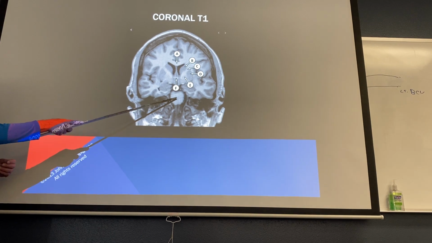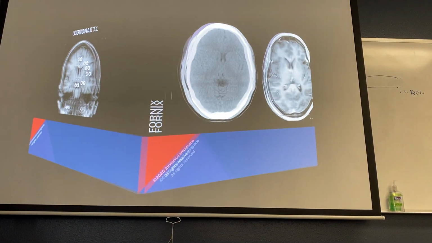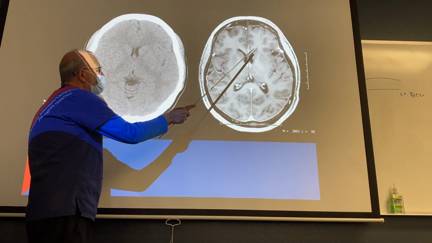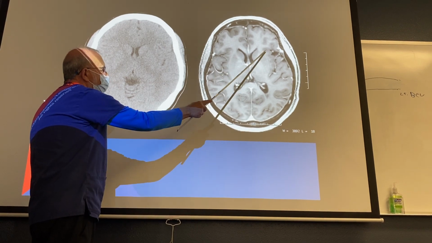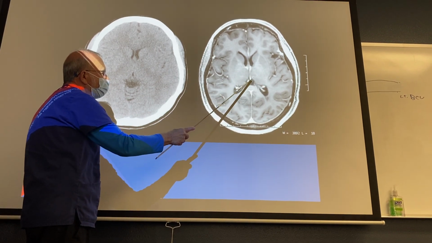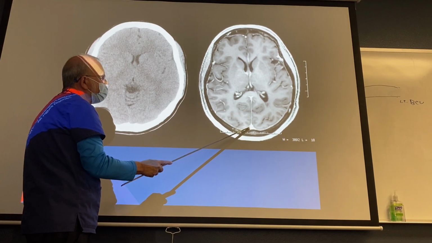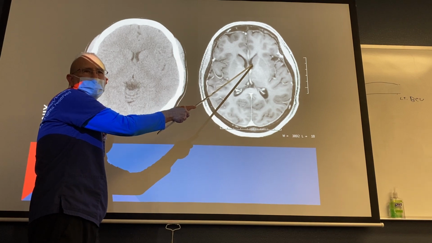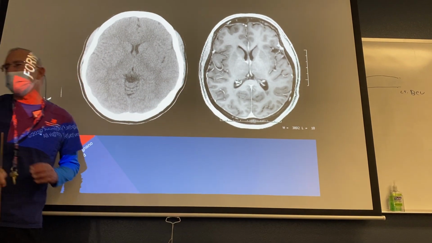What's this guy over here? Oh, that's good. Continuing down, head of the caudate nucleus over here, lentiform nucleus, internal capsule, third ventricle, posterior horns, superior sagittal sinus right through here. That teardrop shape, it looked forked on the coronal, which actually is the fornix.